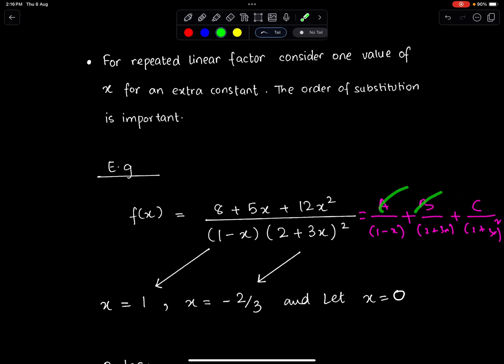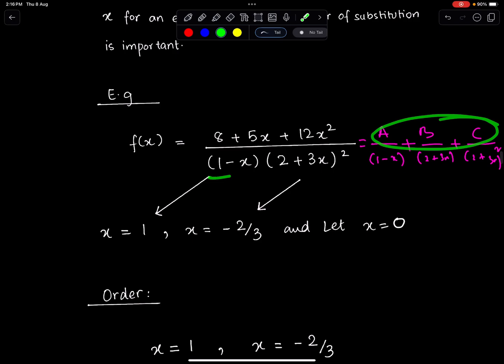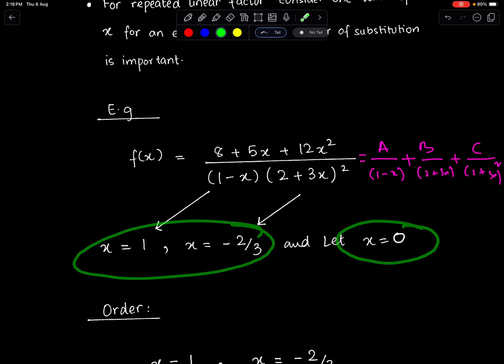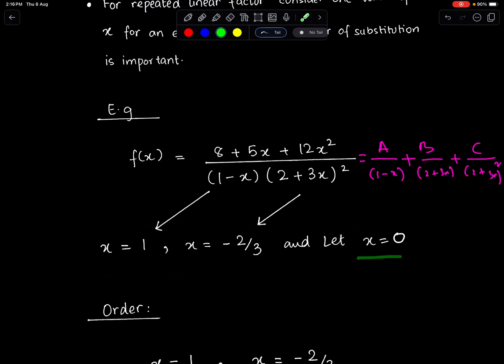Now we need three values of x because of three unknown constants. Now consider these two factors. From this factor we are getting 1. From this we are getting minus 2 upon 3. Now we need one extra value of x. So we can suppose any value of x except these two. So the best value is 0 to make the calculation simple.